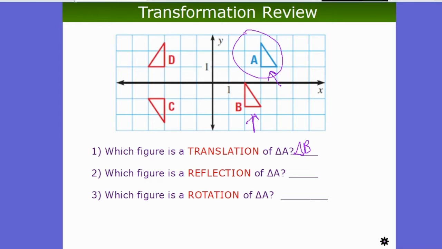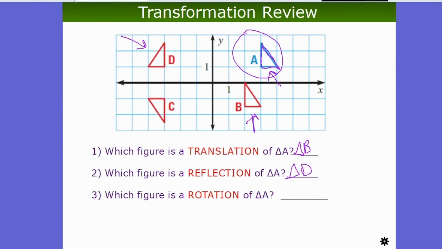Now, the reflection will be a mirror image. So if you could fold along a line on the paper, and if you were to put some ink along this triangle A and then fold, you would get a stamp on the other side. And the figure that best reflects that would be this one right here, triangle D.